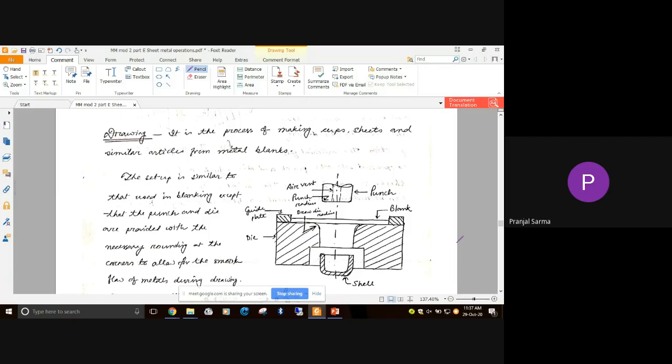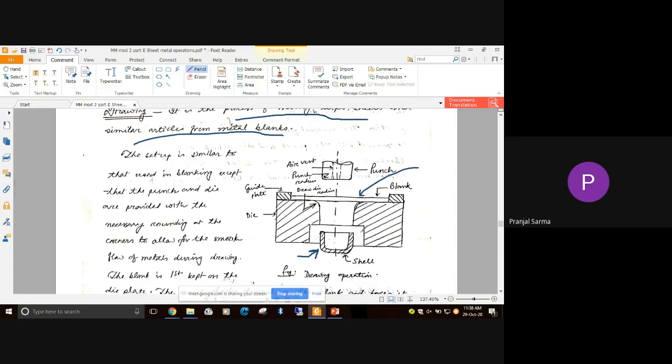So next is the drawing operation. Drawing operation is basically a process of making cups, shells and similar articles from a metal blank. The metal blank we are talking about is the sheet metal blank only. And from there, by the drawing operation, we basically obtain a shell-like or cup-like structure. So this is the kind of product that we have.